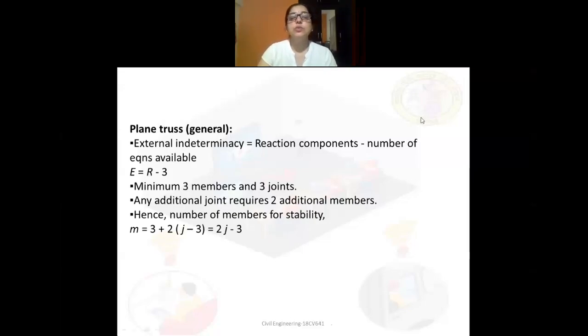So external indeterminacy is equal to reaction components minus number of equations available. Here also you have to find out external indeterminacy as well as internal indeterminacy. For external indeterminacy, it is R minus 3, where R is the number of reactions and 3 is the available equilibrium equations. How do we find internal indeterminacy in the members? Any additional joint requires 2 additional members. So the number of members for stability M is equal to 3 plus 2 into (J minus 3), or 2J minus 3, since 2J minus 6 plus 3 becomes 2J minus 3.